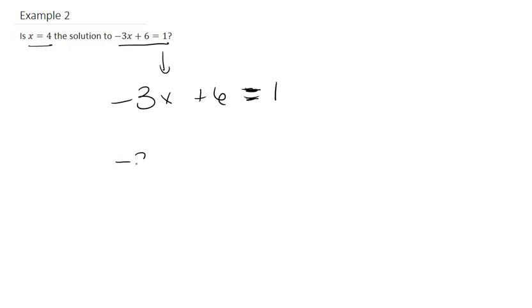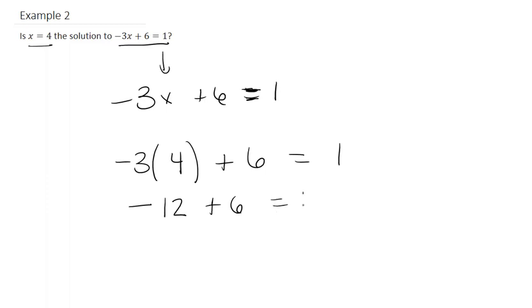So what we go is negative 3. We're going to go ahead and put in 4 for x. Then plus 6 is equal to 1. So now we have negative 3 times 4. So that's negative 12. Then we have plus 6 and equal to 1. Now, negative 12 plus 6. That's actually equal to negative 6.